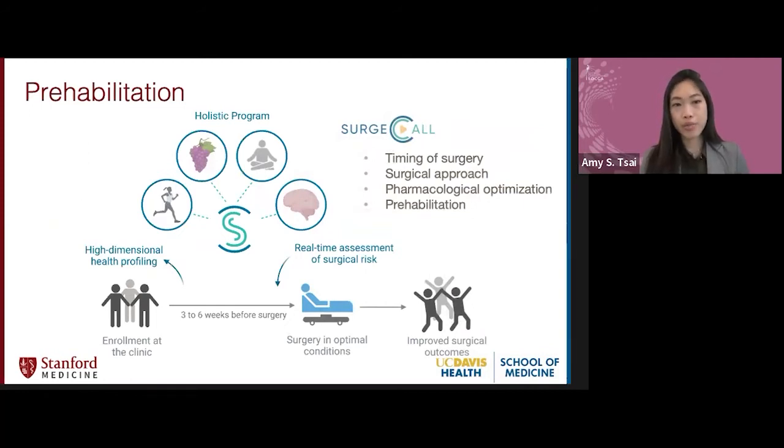So in our current clinical trial, patients are recruited and enrolled in a rigorous 3 to 6 week rehabilitation program in which their fitness, nutrition, mindfulness, and cognition are optimized. Preliminary data has shown improvement in some of the surgical outcomes.